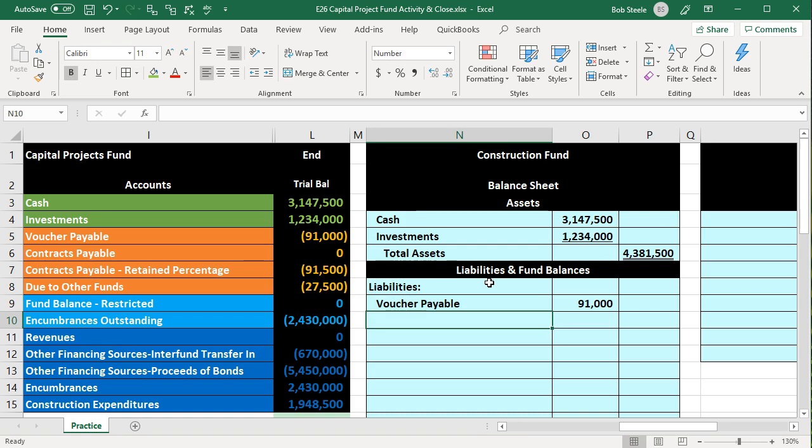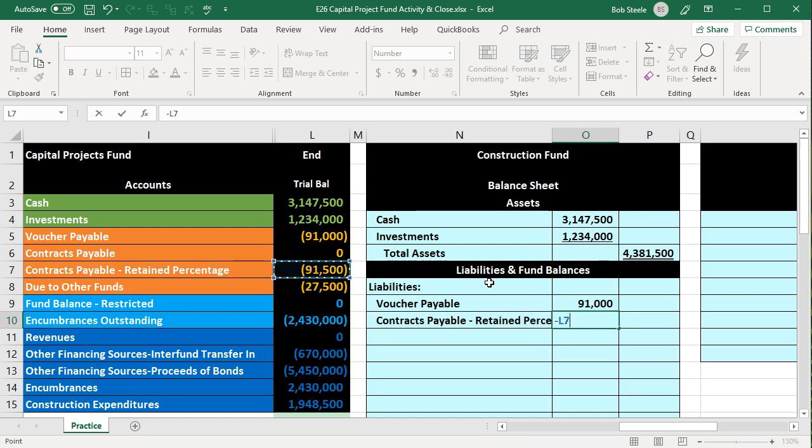There's that one, and then the one underneath is going to be contracts payable, retained percentage. So we paid it all off except for the retainers so far. Once again, I'm going to say negative of that amount.